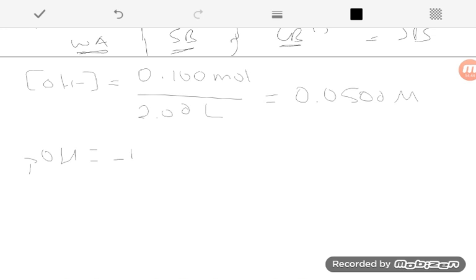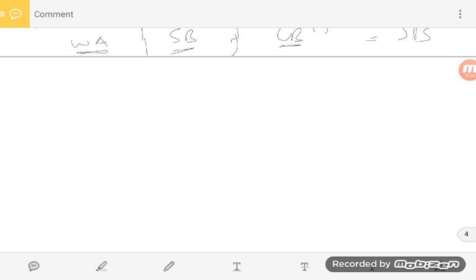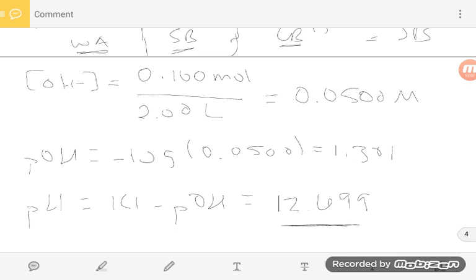And now life is really easy. First, we can get the pOH, which is the negative log of that OH minus concentration. And if we plug that into our calculator, we get 1.301. And of course, pH is just 14 minus that pOH. So we find that the pH is 12.699. Now, if we compare this to what we had originally, we can see that we had a huge jump. The original pH of this buffer solution was 4.74, but now my pH is 12.699.